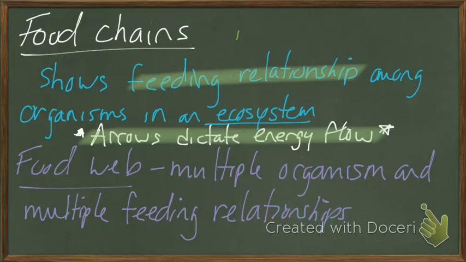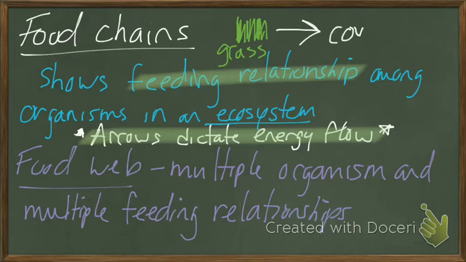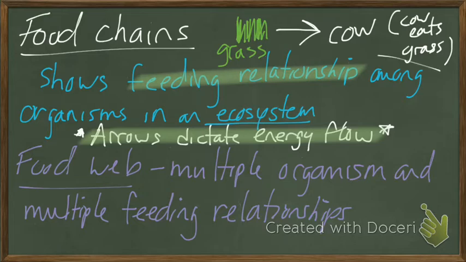So for example, if this is grass, might not look like grass, might look like some of my writing actually. Grass. The arrow will point to, I don't know, a cow. That means a cow eats grass. Cow eats grass. Okay? You would be extremely surprised as to how many people get that wrong. It's such a common thing. Anyways. Coincides with the whole neutron being neutral instead of negative thing.